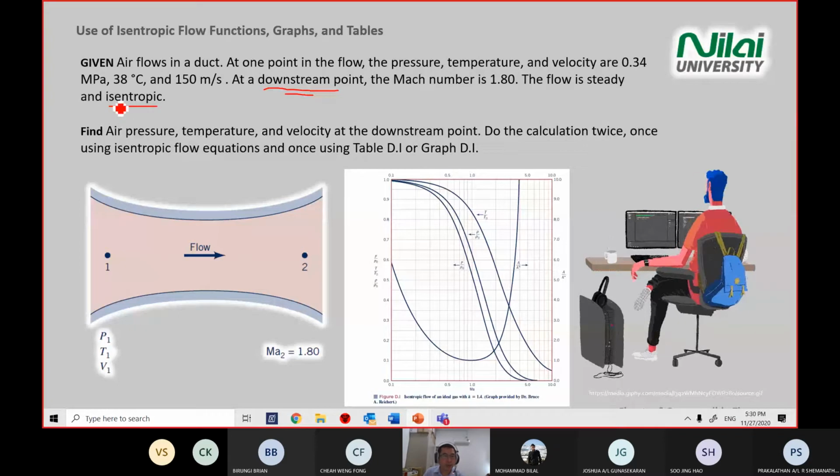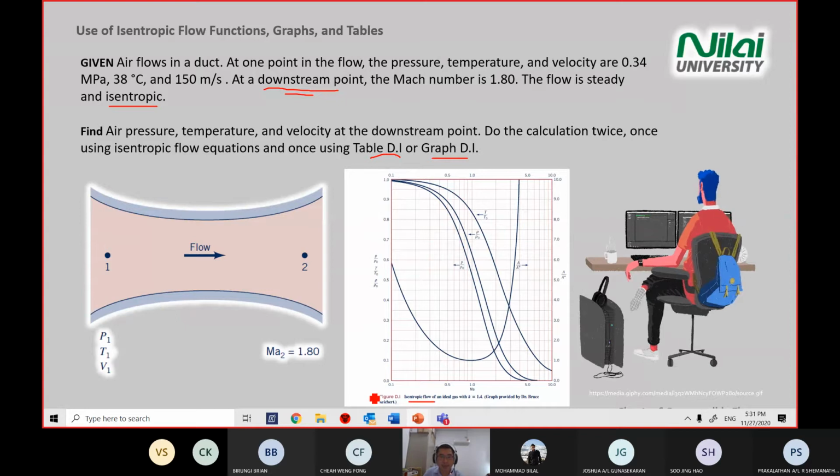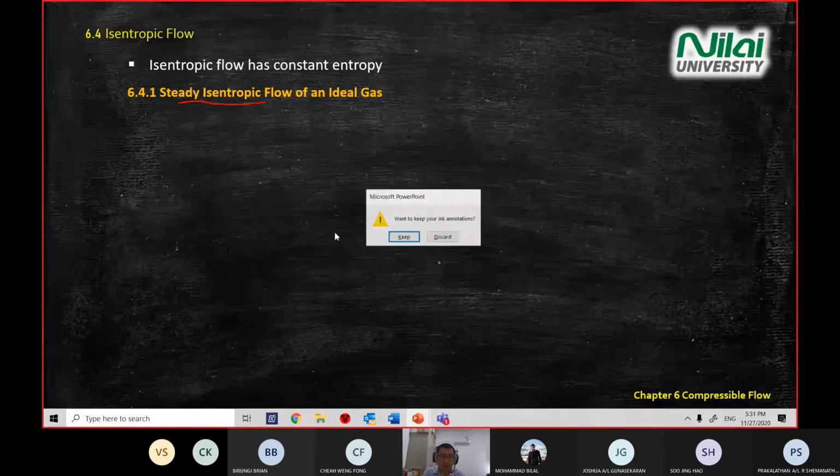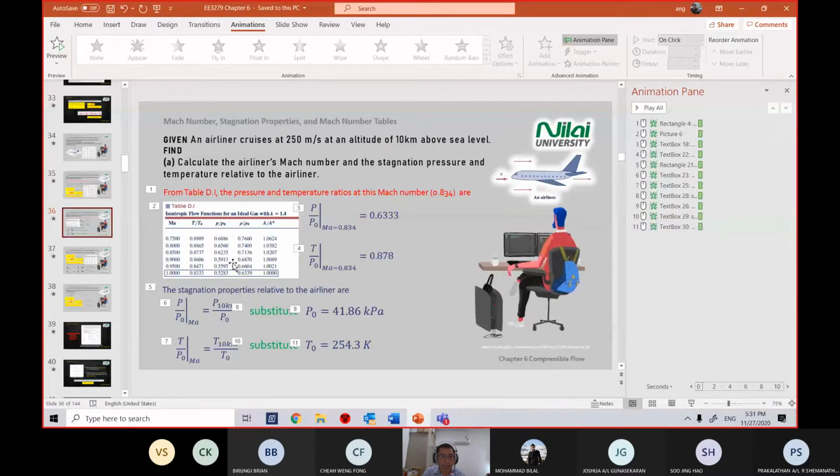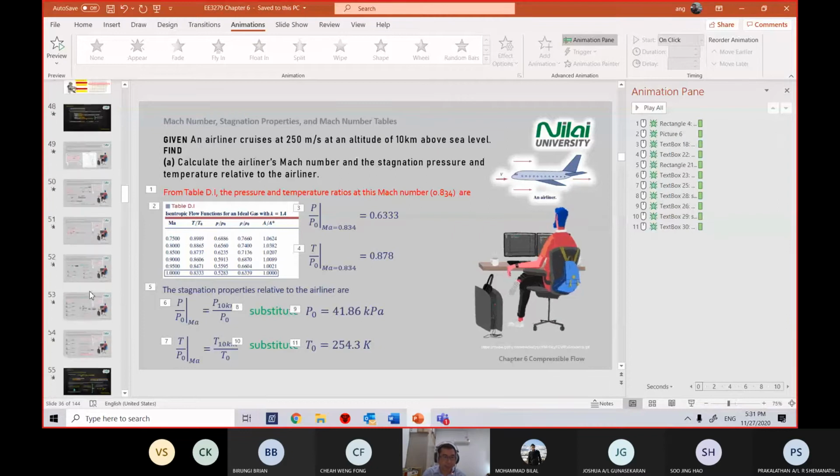Now, if you see the word isentropic, straight away go to table D1 or graph D1, because under the graph or above the table D1, you will see the words isentropic flow. I give you hints already. If in the question you see isentropic, straight away go to table D1 or graph D1, which will show you the hints: isentropic flow of ideal gas, k 1.4. Straight away use this graph or use the table D1 just now. Okay, this table, the one that we find stagnation pressure and temperature.